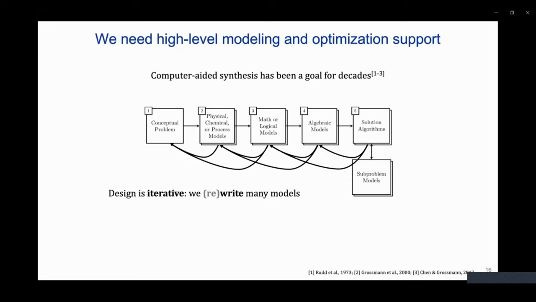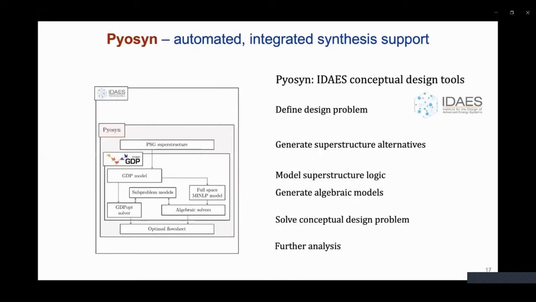So in principle there are all kinds of loops that you can have here, which makes the process of synthesizing a flow sheet iterative. You need to rewrite very much, so it's very tedious. So the challenge is to try to precisely avoid this whole problem. We need to simplify the modeling and the optimization process for process synthesis. Now, how are we going to do this? Well, Pyosyn is basically a prototype that attempts to address these issues. It's an automated integrated synthesis support.